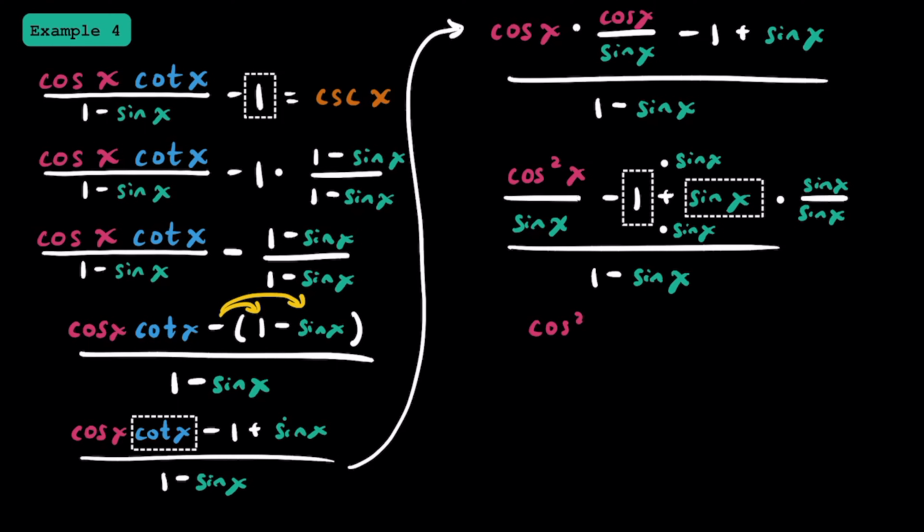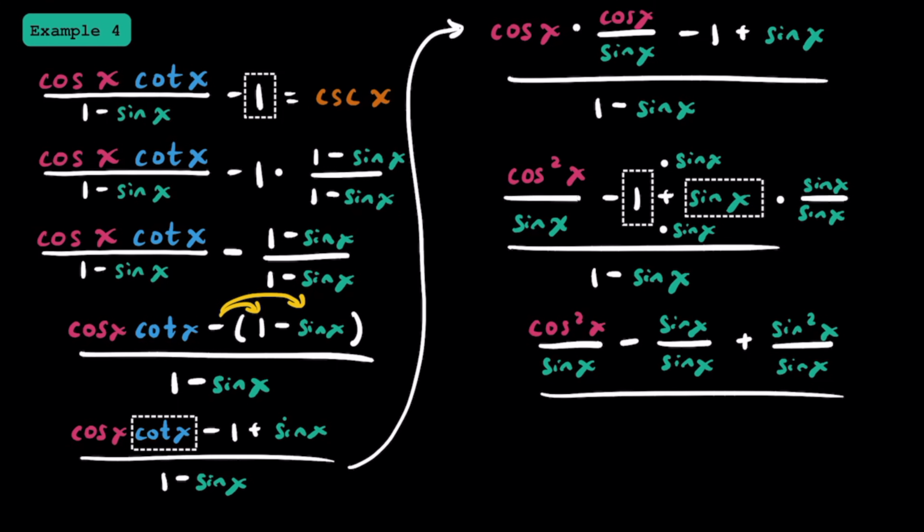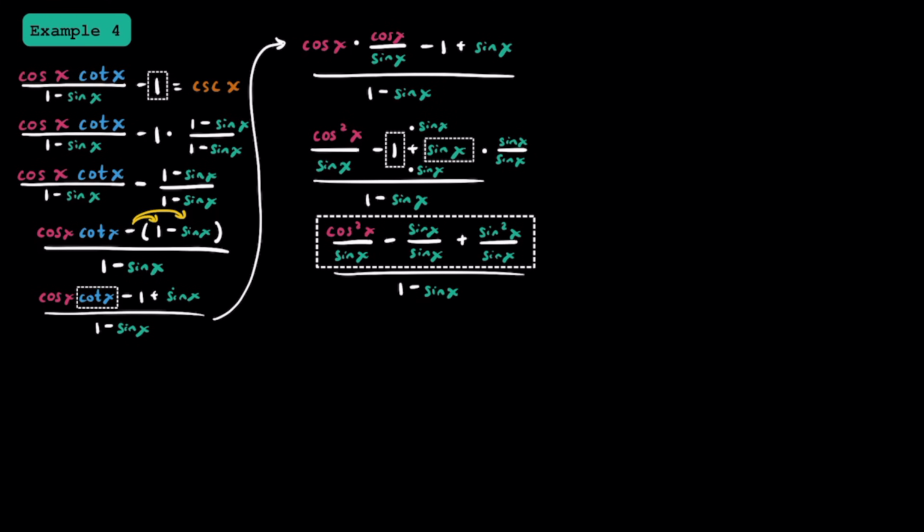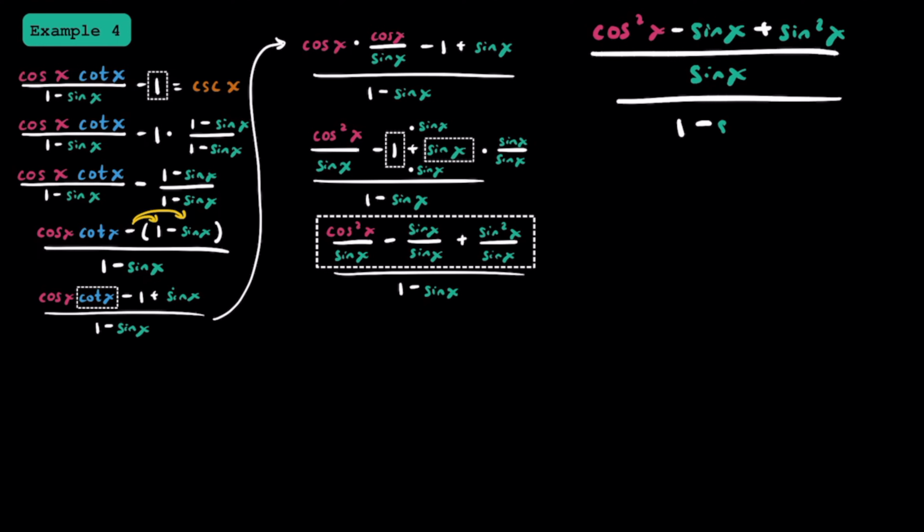From that, we're going to have cosine squared of x over sine of x minus sine of x over sine of x plus sine squared of x, because sine of x times sine of x on top is sine squared of x, over sine of x. This whole thing is still over 1 minus sine of x. Now that the three fractions in the numerator have common denominators of sine of x, we can combine them all into one fraction. We can write cosine squared of x minus sine of x plus sine squared of x over sine of x. This is the numerator, but that's all over 1 minus sine of x.